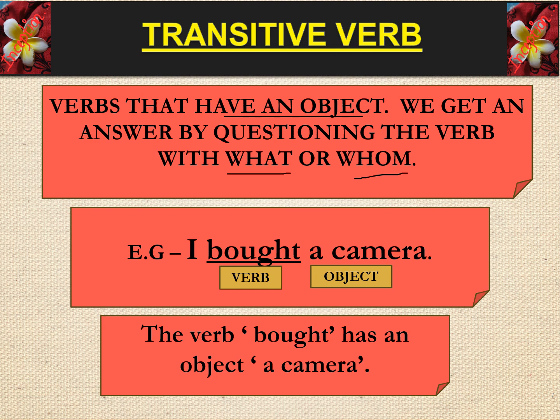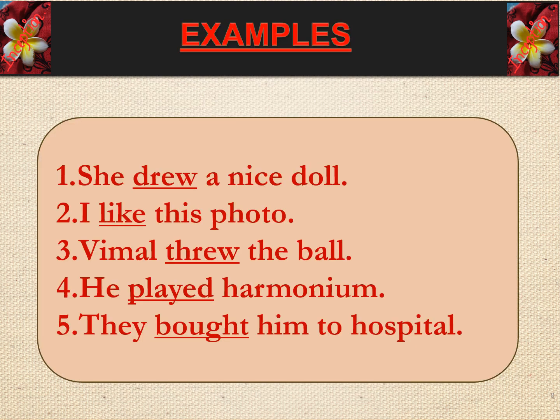Okay, example, I bought a camera. Here, what is the verb? Bought. If we ask bought, what you have bought? There is an answer, right? A camera. I have bought a camera. That's why bought is a transitive verb. Clear everyone? Okay. We will see more examples here. Then it will be more clear, I think.